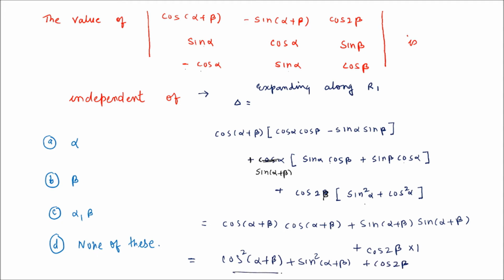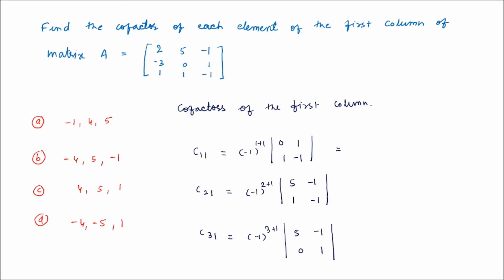So this will be again 1. This is cos square of alpha plus beta plus sine square of alpha plus beta, that is 1, using identity sine square theta plus cos square theta is equal to 1. That means it is coming 1 plus cos 2 beta. So this expression is independent of alpha, we can say that. Independent of alpha means there is no alpha in this. It is not independent of beta because beta is there. So it is independent of alpha. Let us see the second question.